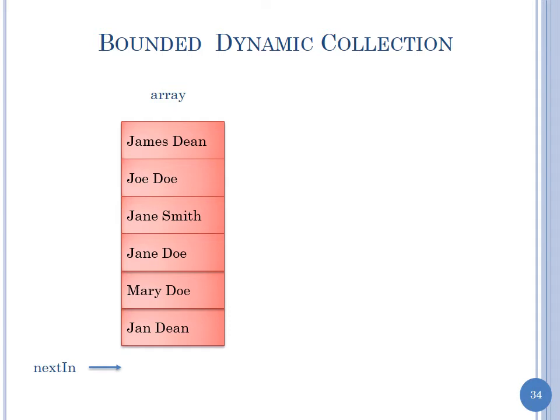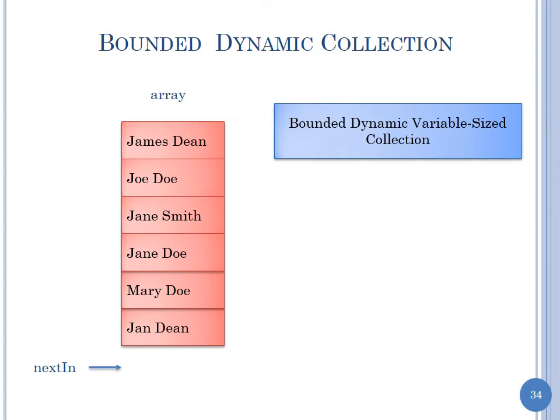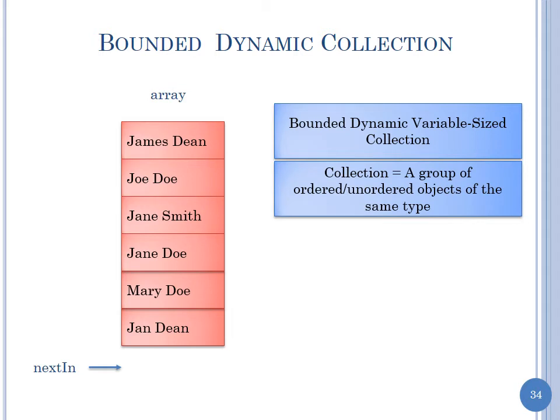And what we have then is an example of a bounded dynamic collection. Dynamic and variable size are both the same terms. I should have used one and not the other. But basically, we'll say that a collection is a group of ordered or unordered objects of the same type. So a set is a collection, and an array is a collection, and it's variable sized or dynamic if the size can vary.